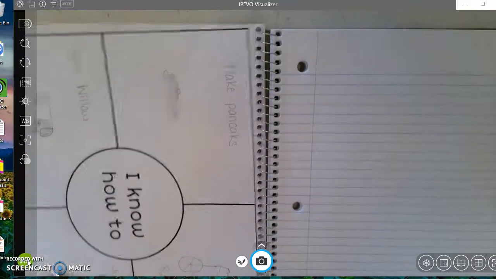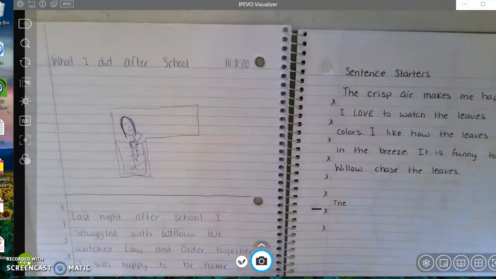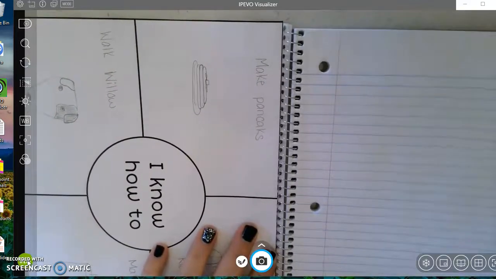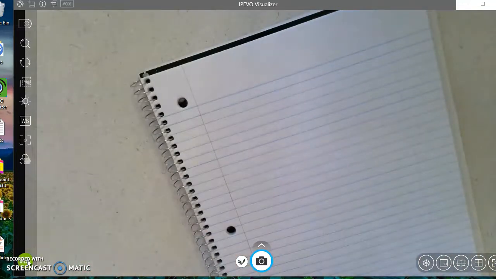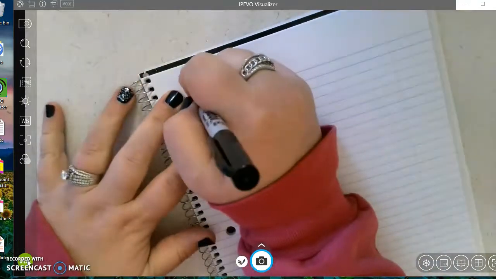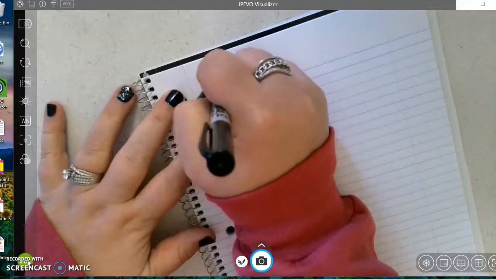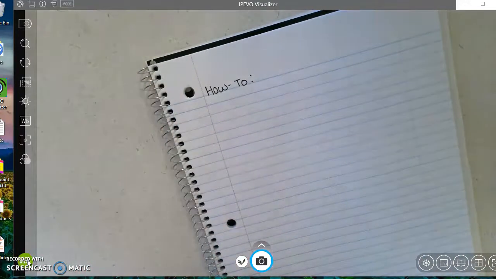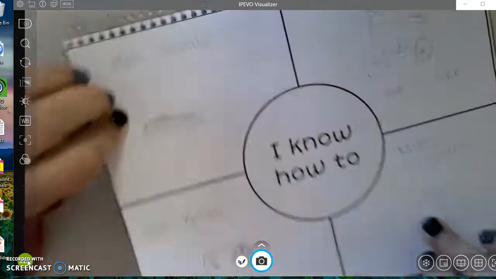Okay, so this is my writing notebook where I have my sentence starters and I have my other writings. I'm gluing it right in there so that way I won't lose it. And then for today, we're starting our writing, so I'm going to start on a new page. And I'm going to title my page so that way I know what I'm doing. I'm titling it, maybe, How To.